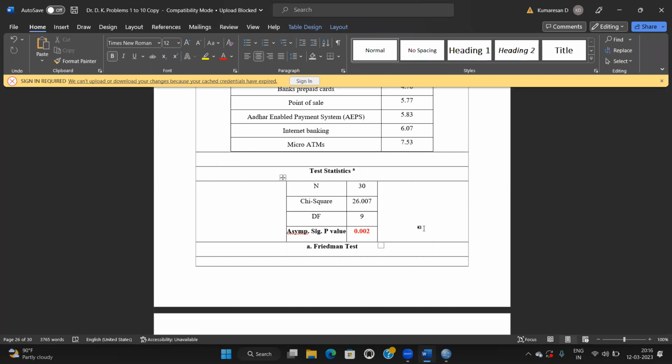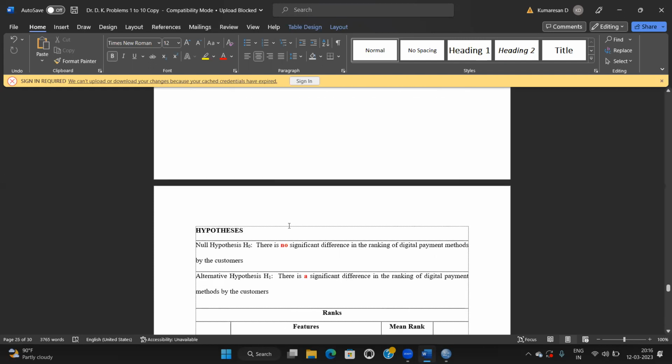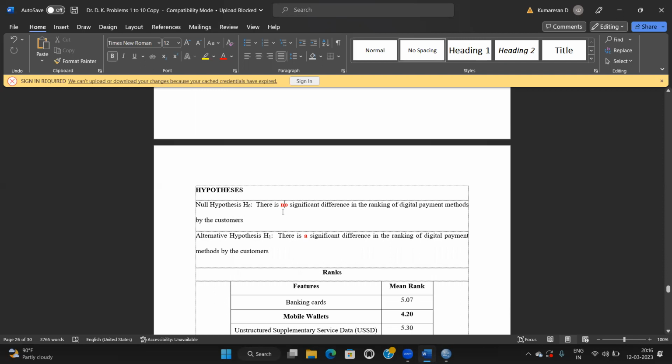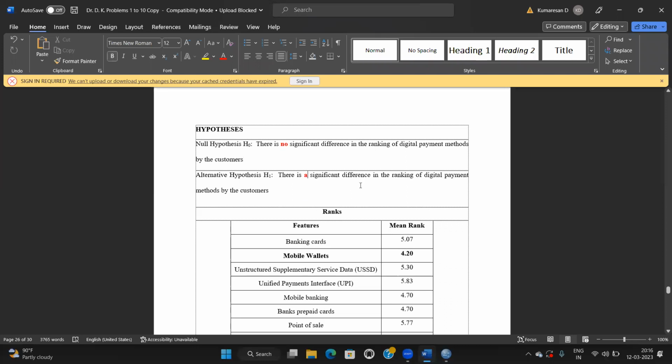What is the level of significance? 0.05. You have to check whether the p-value is less than 0.05. Yes, it is less than 0.05. Since it is 0.002, we can say that it is less than 0.01. So if it is less than 0.01, there is very less possibility to accept the null hypothesis. If the possibility is very less, then you can reject. If the null hypothesis is rejected, alternative hypothesis is accepted.